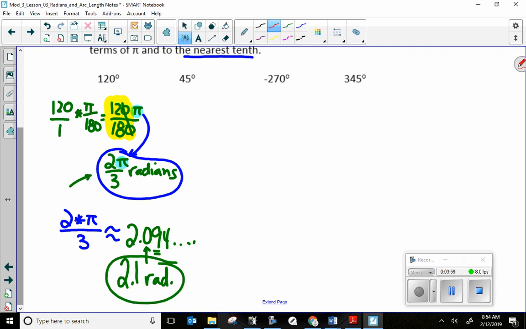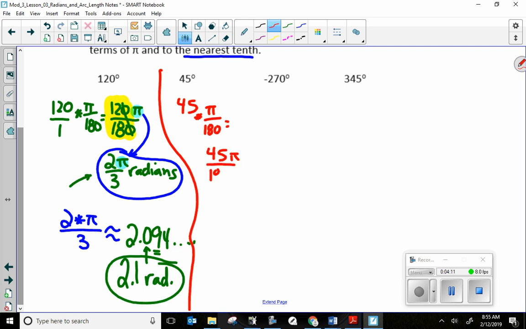All right, 45 degrees. I take 45 and multiply it by pi over 180. That's 45 pi over 180. And 45 goes into 180, I believe, 4 times. It goes into itself once and into 180 four times. So I have pi over 4. That's radians. Bam. If you want to do the other two real quickly, go right ahead.